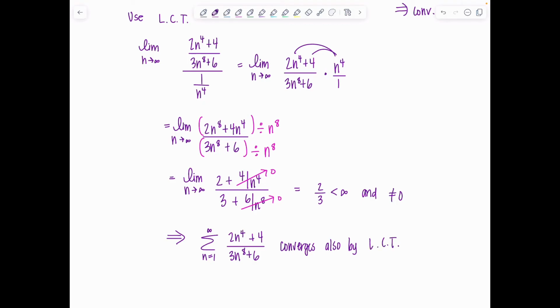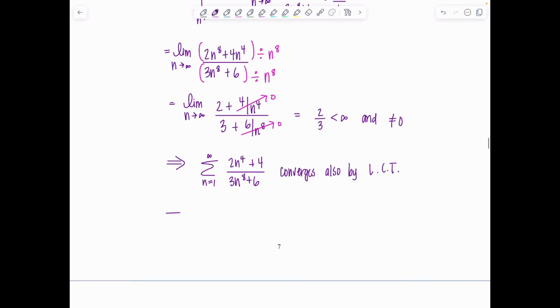And remember, I took the absolute value of the terms of my original series. So now I can say that the original series, the sum n equals 1 to infinity, that had that negative 1 to the n, 2n to the 4th plus 4, over 3n to the 8th plus 6, this converges absolutely. It didn't even need to be alternating, okay?